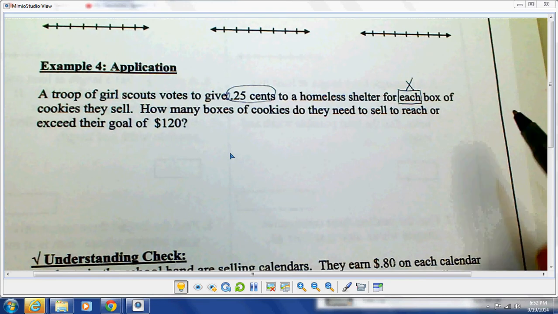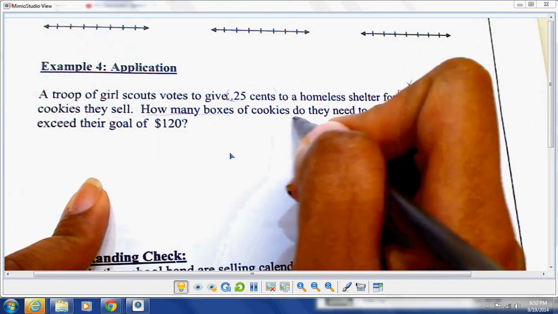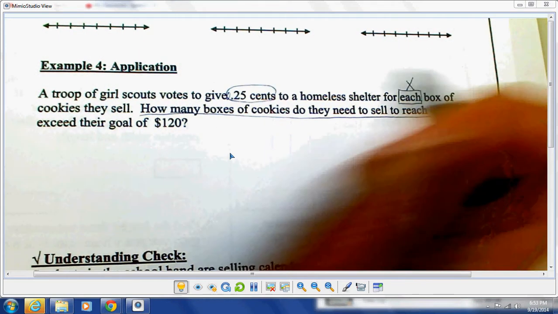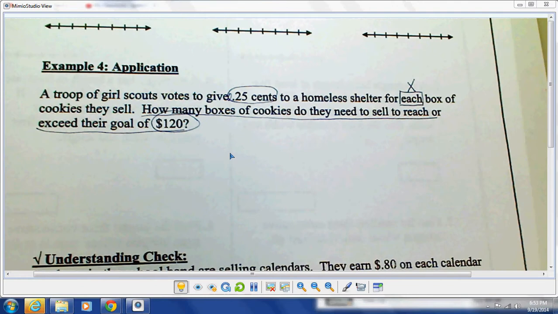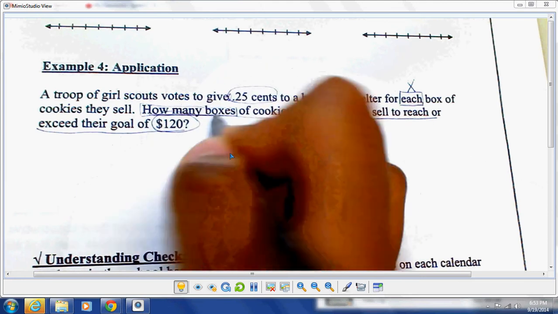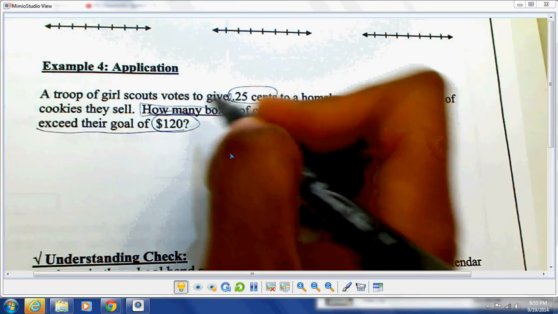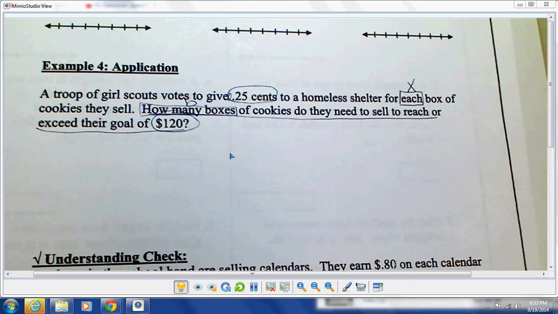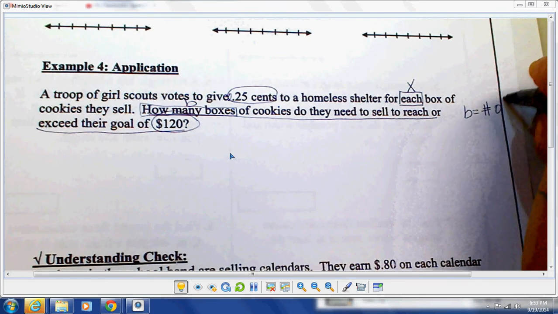So let's read further. It says, how many boxes of cookies do they need to sell to reach or exceed their goal of $120? There's a number. Now, since it asks how many boxes, that means there's our variable right there. Since it's boxes, let's just use B. So B equals the number of boxes.